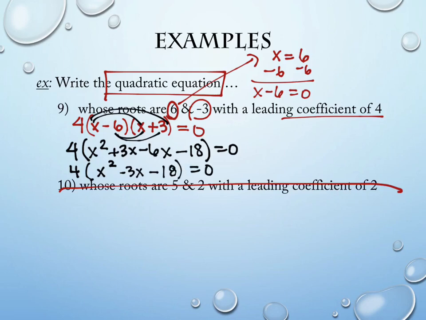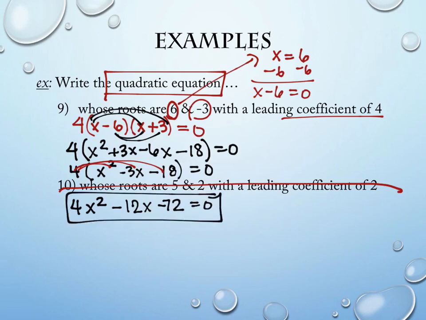And then my last step will be to distribute the 4 through. So I have 4x squared. I have 4 times negative 3x, which would be negative 12x. And then I have 4 times 18. What is 4 times 18? 72? I have absolutely no idea. Is that right? Yeah, that's what I saw on my paper too. Good. So negative 72 equals 0. And this would be the answer that we are looking for. Does that make sense?